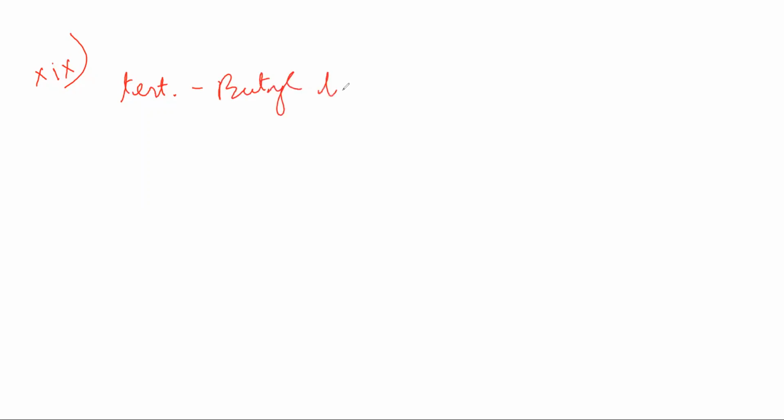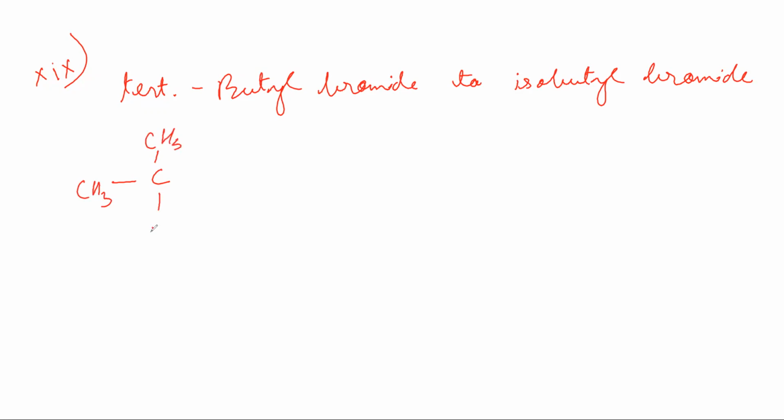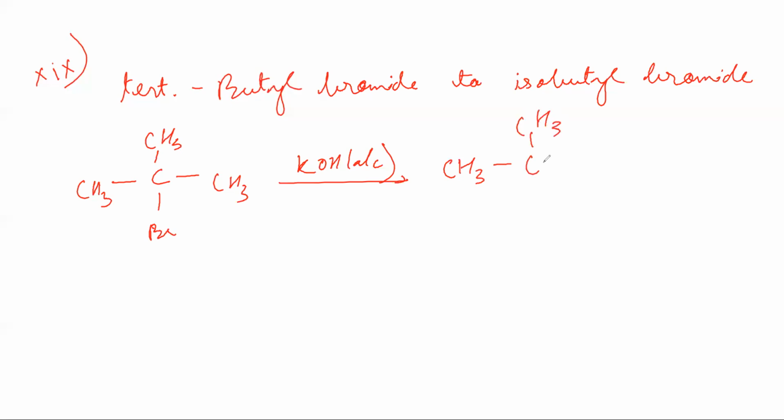Tertiary butyl bromide to isobutyl bromide. So here, tertiary butyl, let us first form the tertiary condition, and then we are going to do the further things. Alcoholic potassium hydroxide, dehydrohalogenation, so you can get products of this type. Okay. Now you have to convert it into isobutyl.